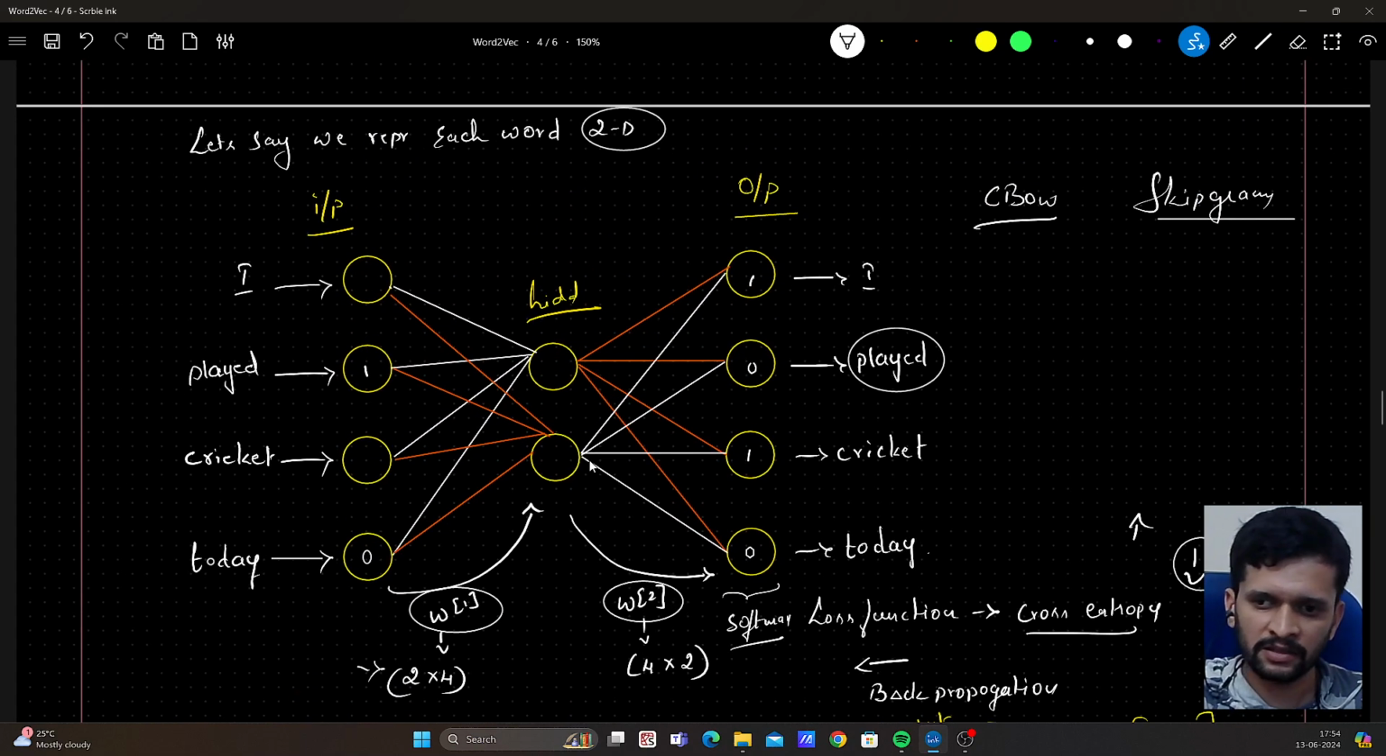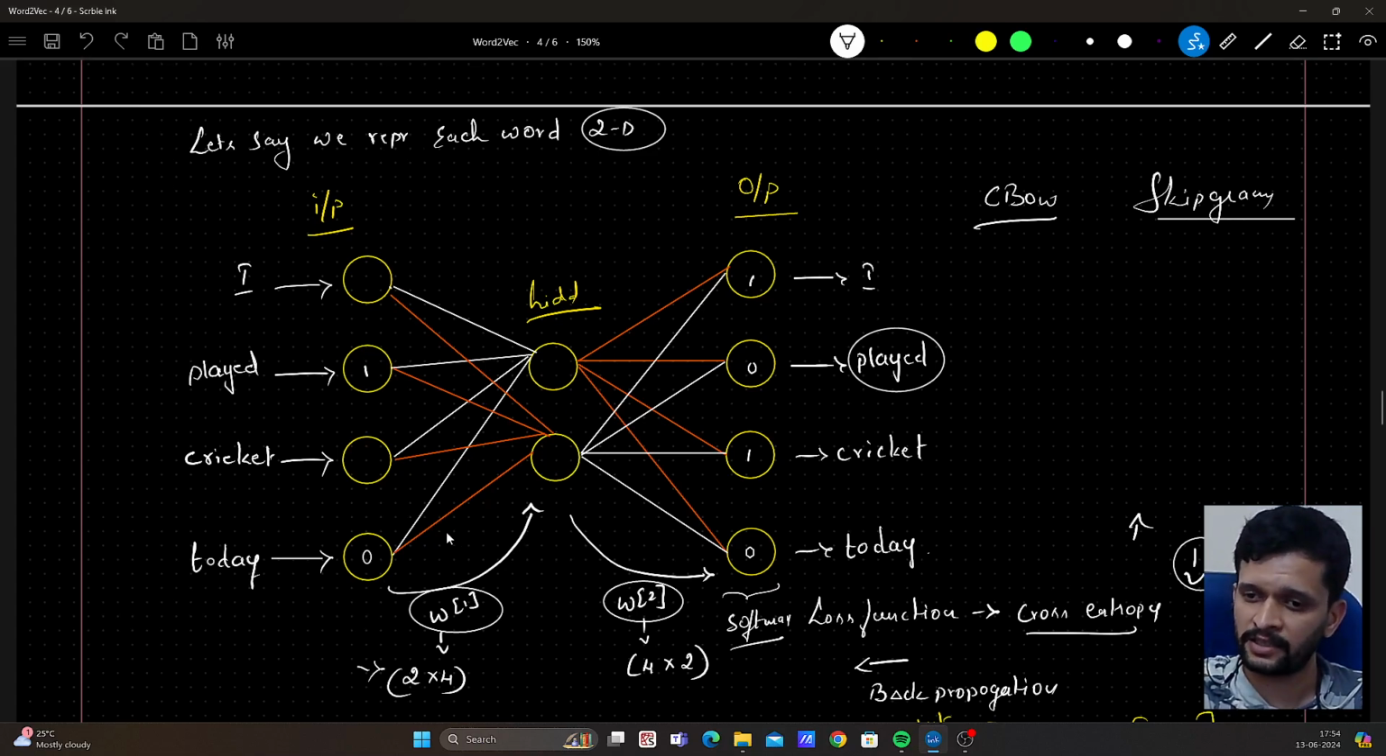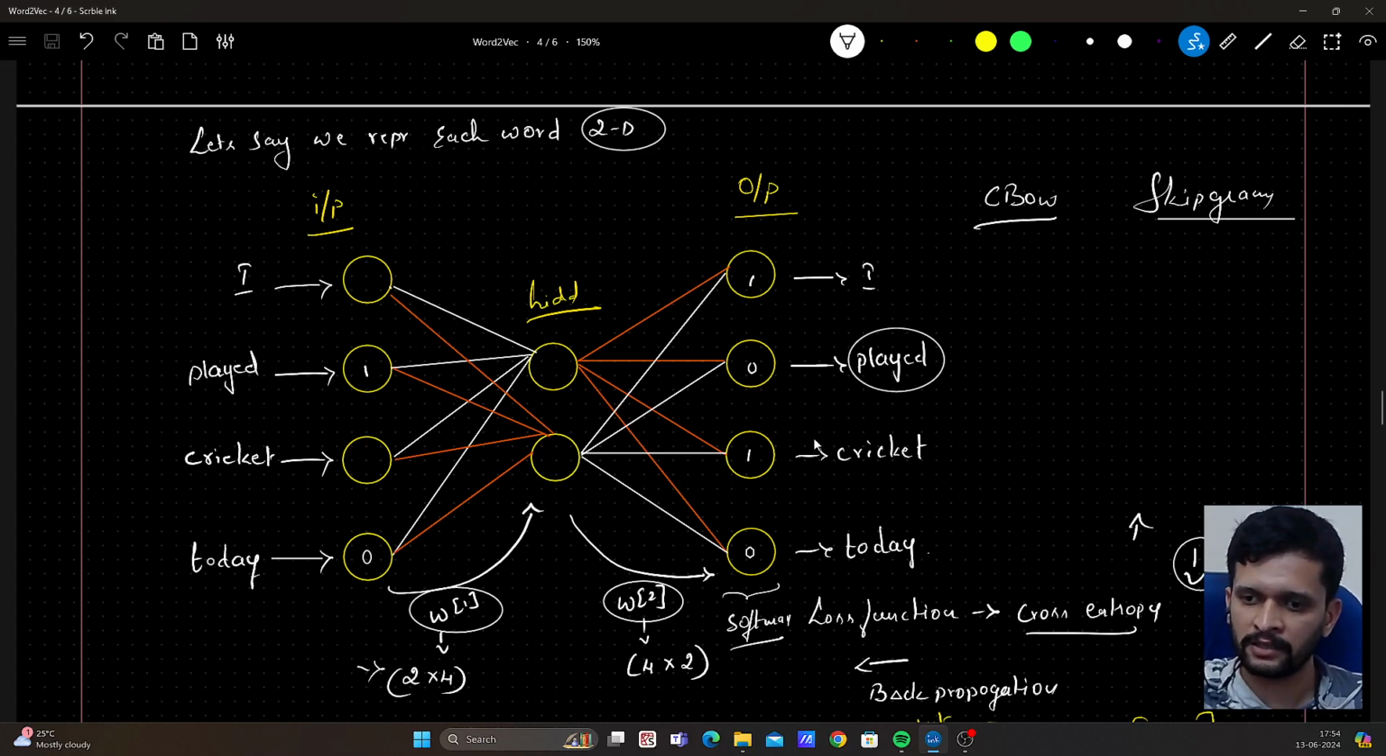There is another thing called negative sampling. I will cover that part in my next video because it's related to optimizing the working of this neural network. I'll have to explain the weights again, and then explain what negative sampling means. I'll cover that in my next video.